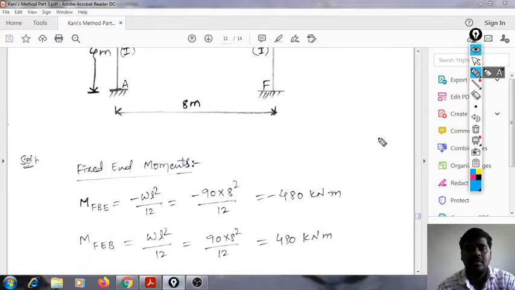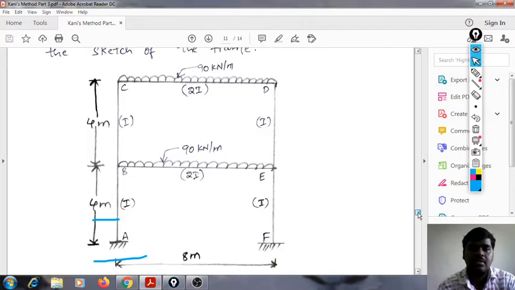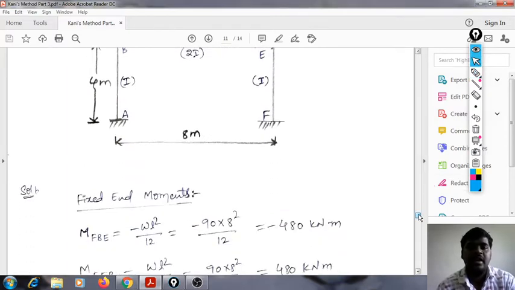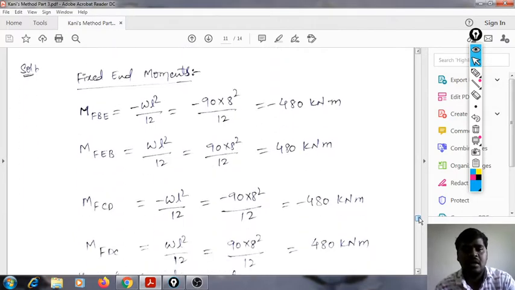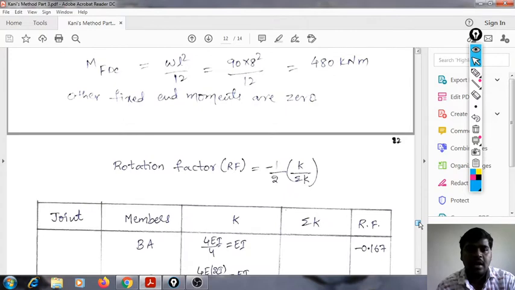Here we have FBE and FEB. When you see the bottom, 90 kilonewton per meter, this is BE and this is CD. We find the fixed end moments by using the regular formula, minus WL square by 12, and the other fixed end moments are 0 because there is no load acting on those spans.